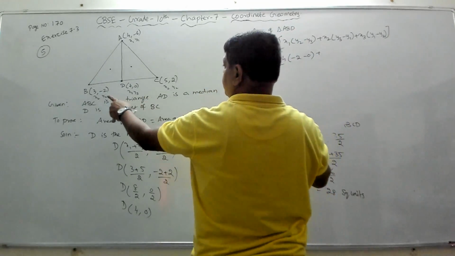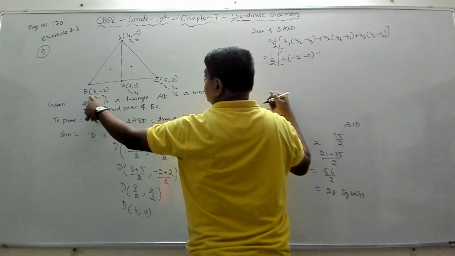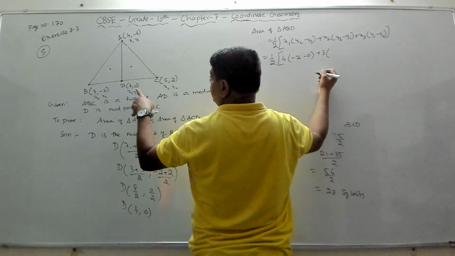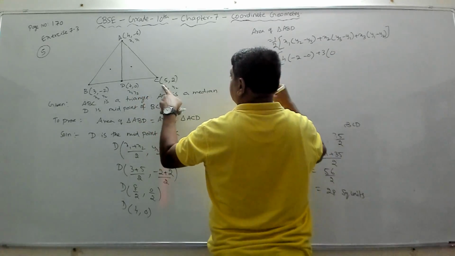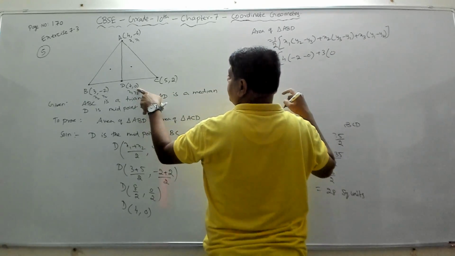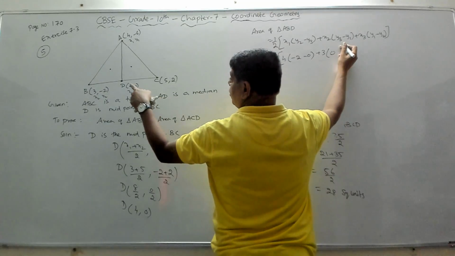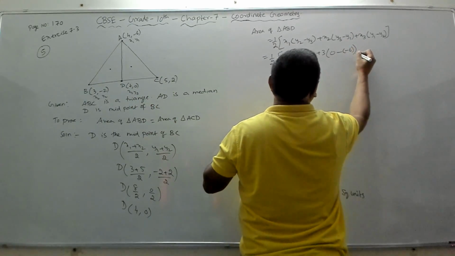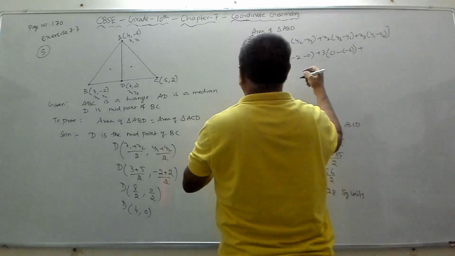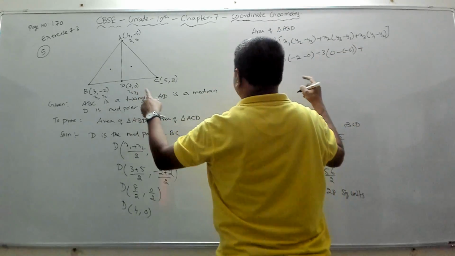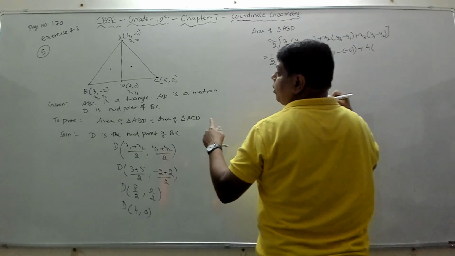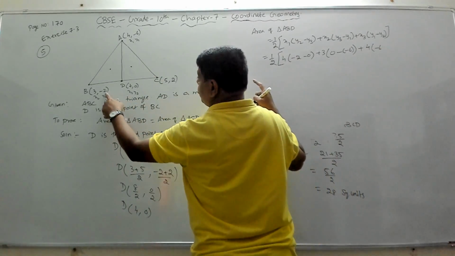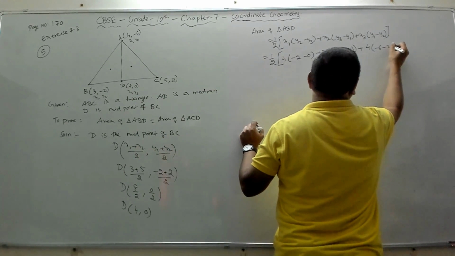So X2 is 3 into Y3, Y3 is 0, minus Y1. Y1 is minus 6. Plus X3, X3 is 4 into Y1, Y1 is minus 6, minus Y2. Y2 is minus 2. So minus of minus 2.